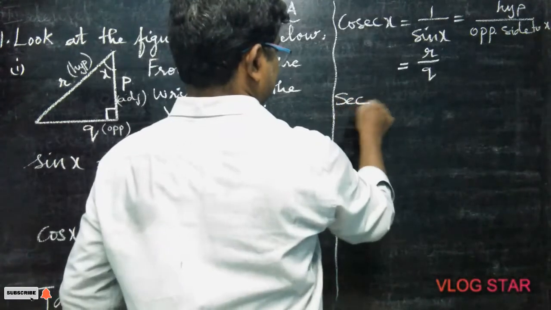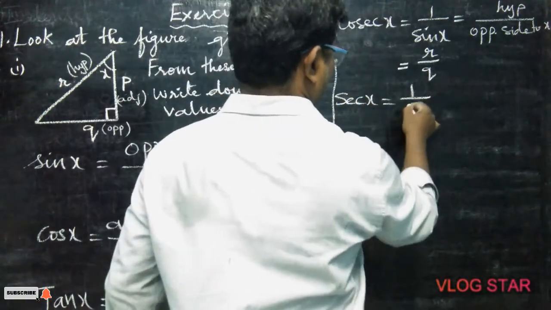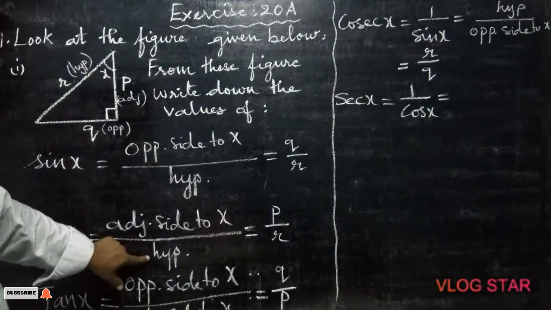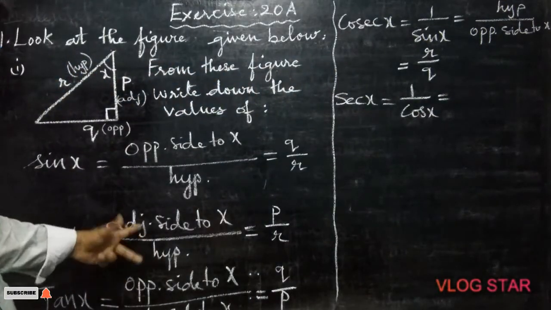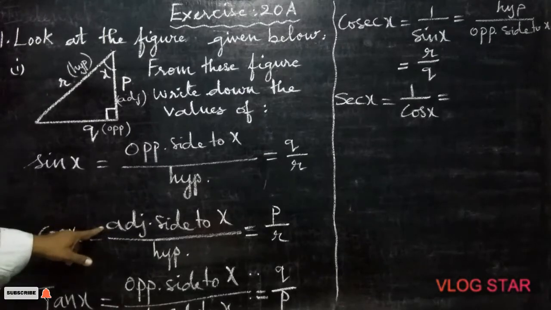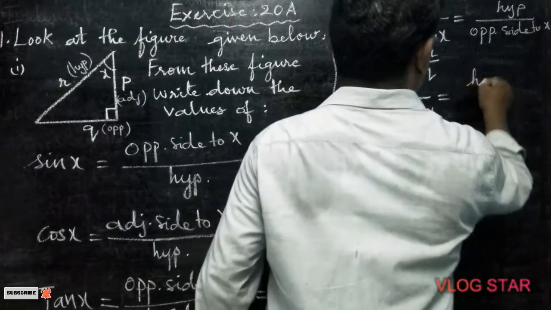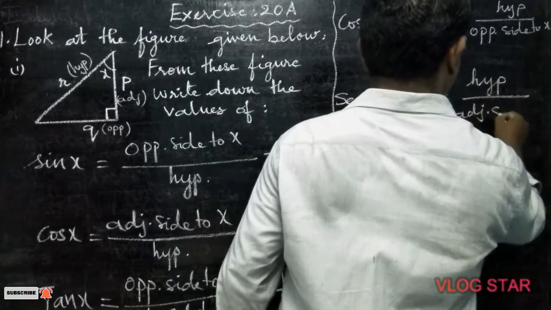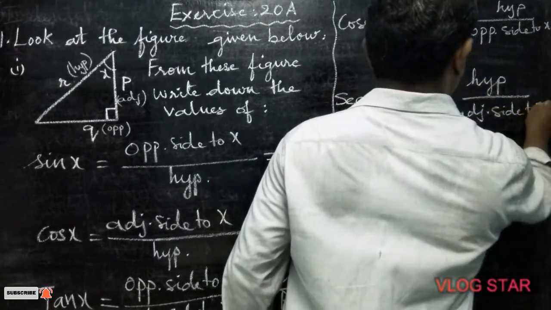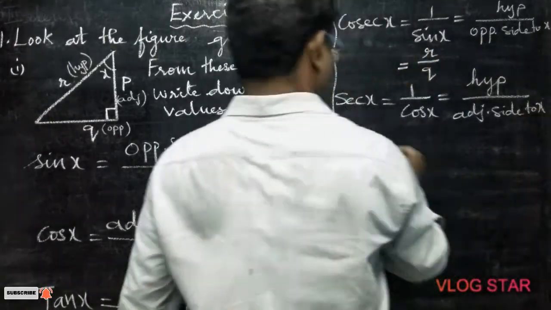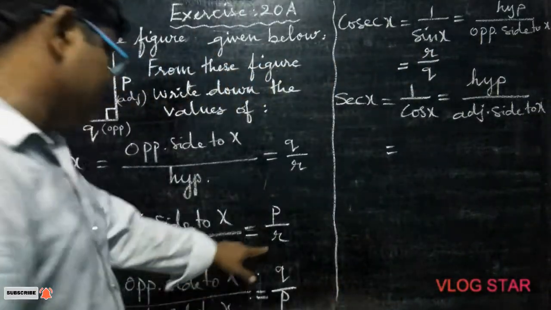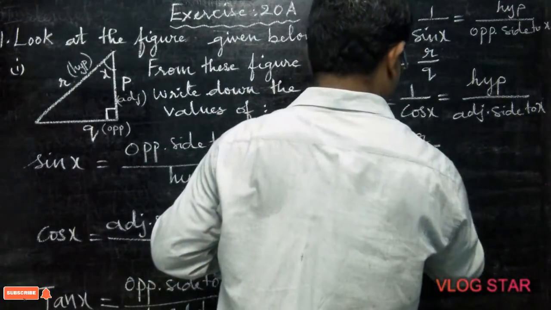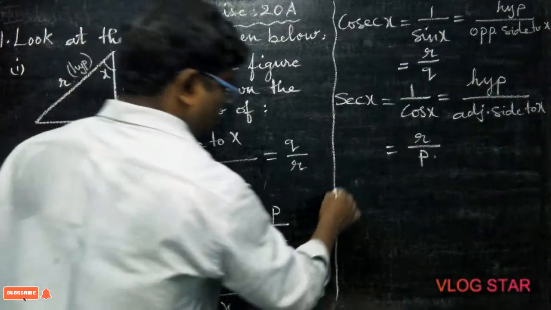Coming to secant. Secant x is what? Reciprocal. 1 by cos x. What is cos here? Adjacent by hypotenuse. Reciprocal. Hypotenuse by adjacent. So hypotenuse by adjacent side to x. Now that is equal to, what is the hypotenuse? R. Adjacent is P. So R by P. R by P.